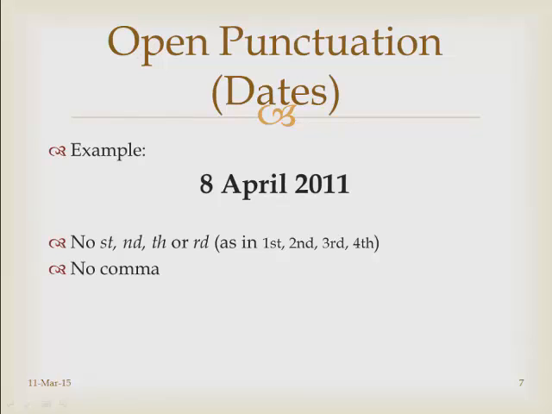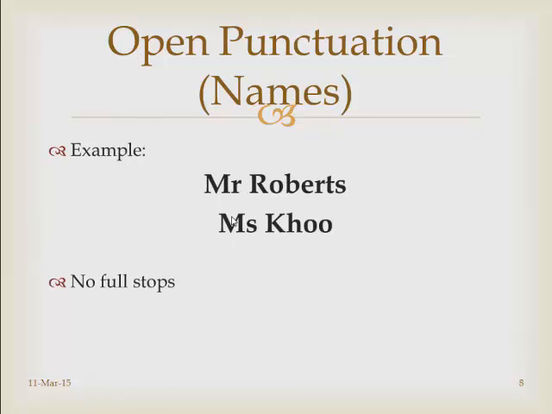So here are some examples. Open punctuation for dates means you write 8 April 2011. No comma, no full stop, no ST or TH, no ND for second, no RD for third, none of those. Just plain and simple, 8 April 2011. That's it. What about names? Well, for names, when you have titles like Mr, no full stop, Miss, no full stop, and after these names there is no comma either. So there are no full stops, no commas whatsoever.